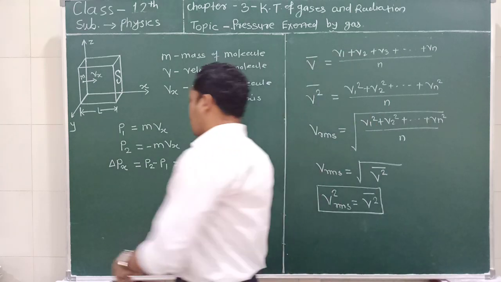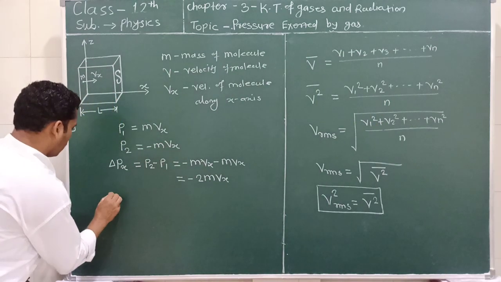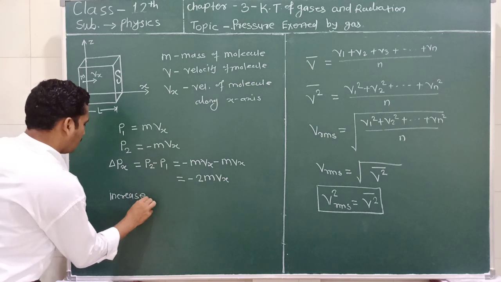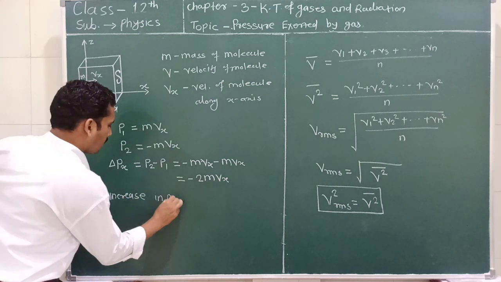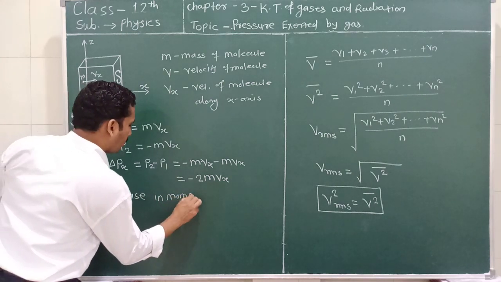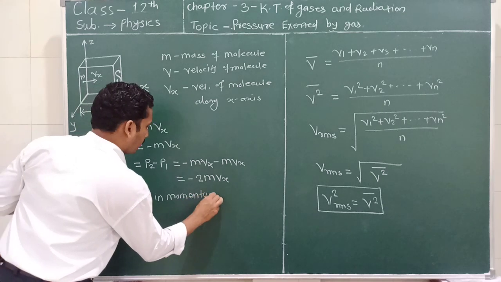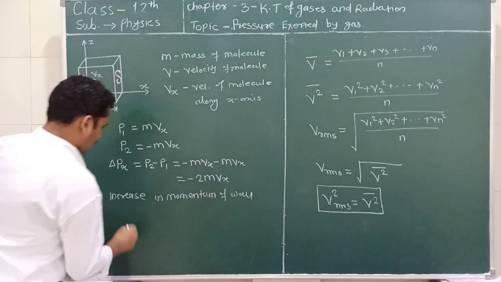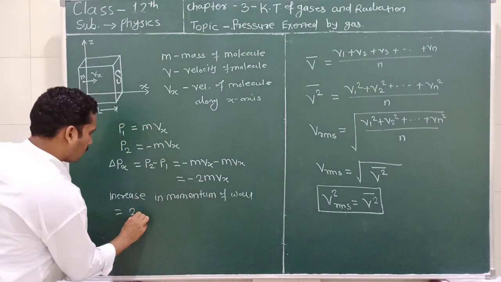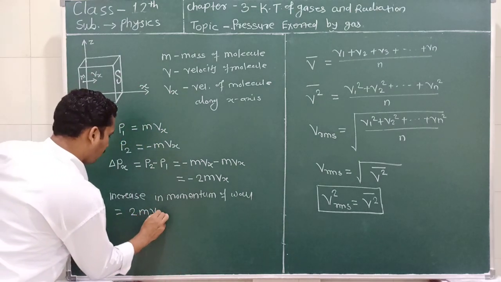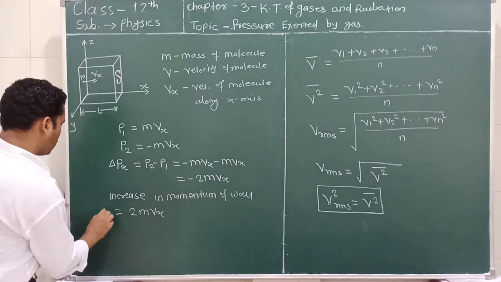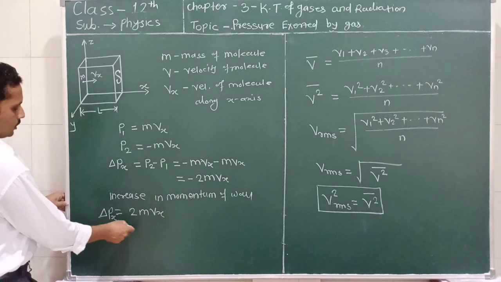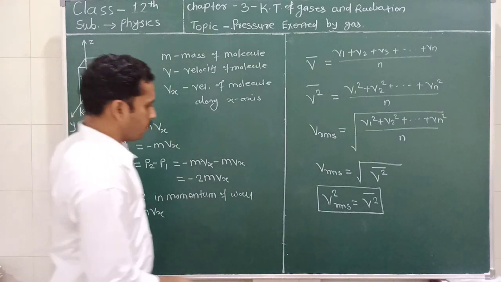So we can write here, increase in momentum of wall is equal to 2m. This is the change in momentum of the wall.